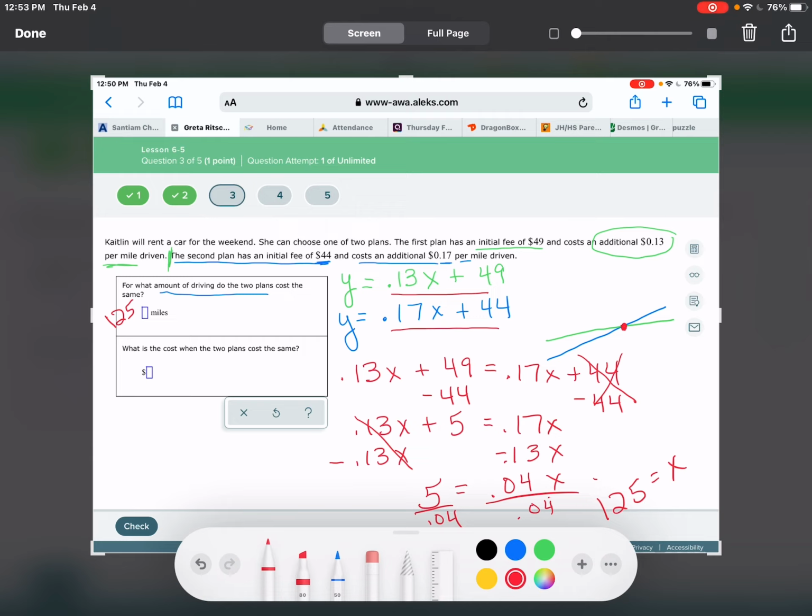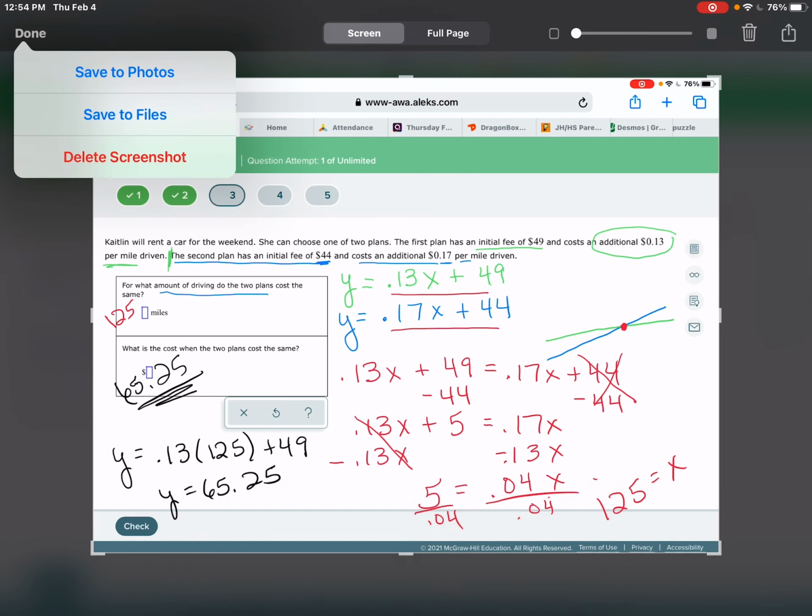So let's put y equals 0.13 times 125 plus 49. It will also work to put it in the other equation. 0.13 times 125 plus $49 that I had to pay from the beginning. y equals 65.25. 65.25 when they cost the same. So 125, 65.25.